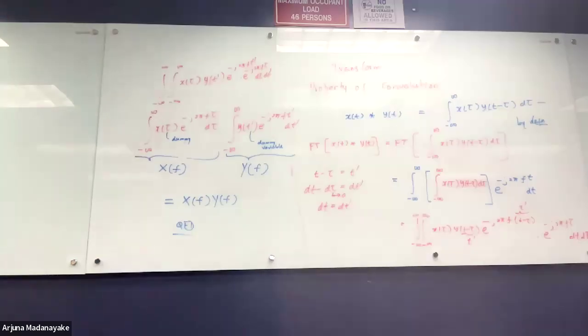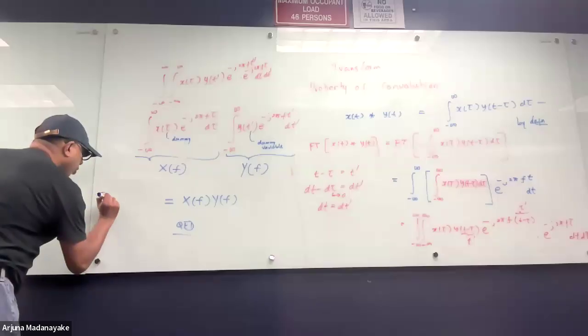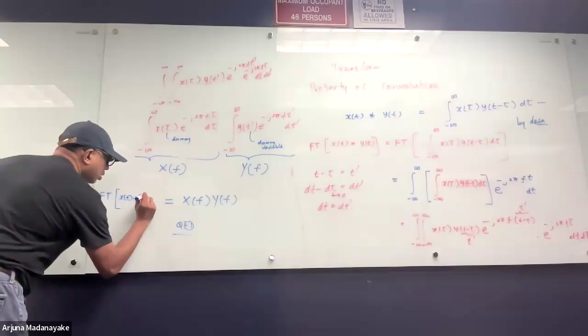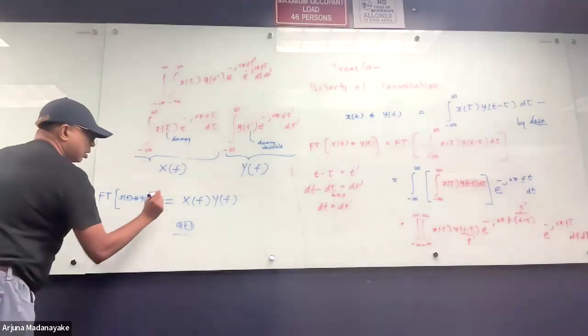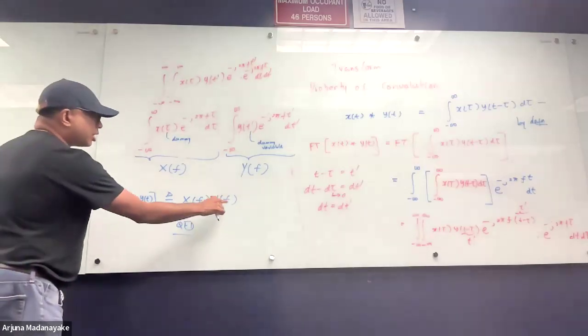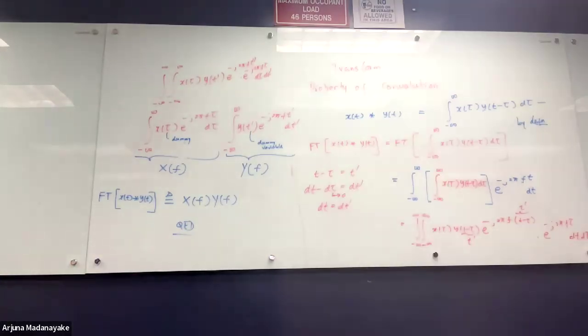That's the proof. So what we ended up showing is that the Fourier transform of x of t convolved with y of t is the Fourier transform of x of t times the Fourier transform of y of t. Once you prove it once, you can keep using the result over and over. You don't have to keep proving it every single time. So you prove it today, and for the rest of your life, you can forget about the proof and just keep using it.